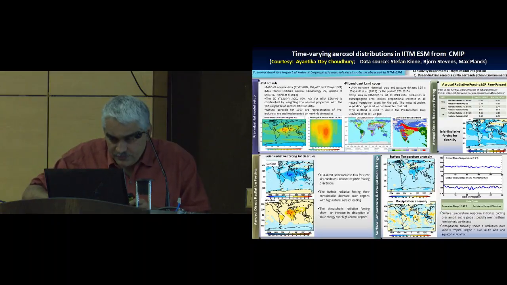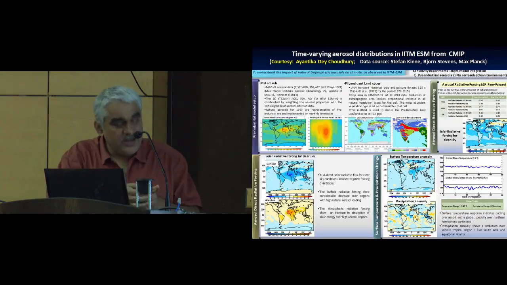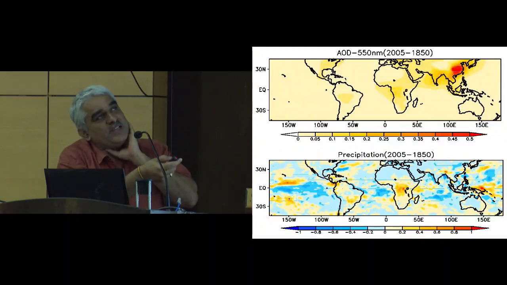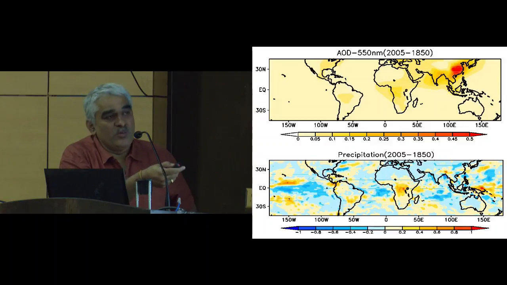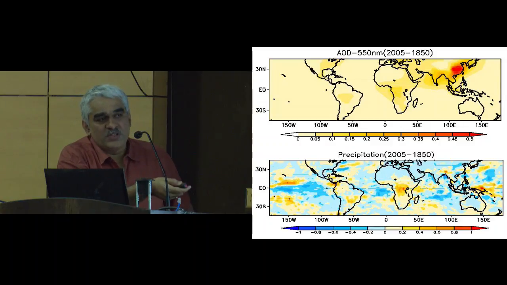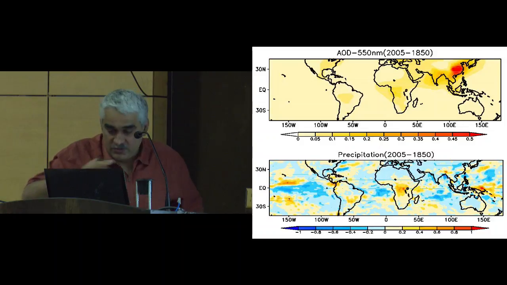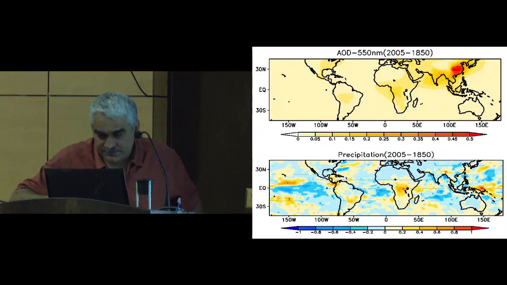And now we also did a 250-year run just to examine the 2005 aerosol observations. We have both the satellite observations as well as the model-based calculations, and this is a reconstruction going back to 1850. When you do this difference, this is the AOD at 550 nanometers, and this is an example of the precipitation change. We do see some changes in the rainfall, but we have to do further analysis.